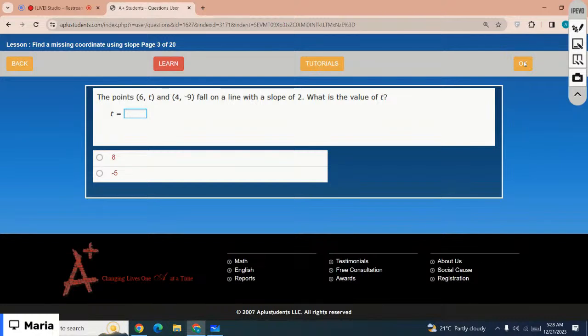Okay, so the missing value is, yes, that is negative 5, right? The correct option is negative 5.